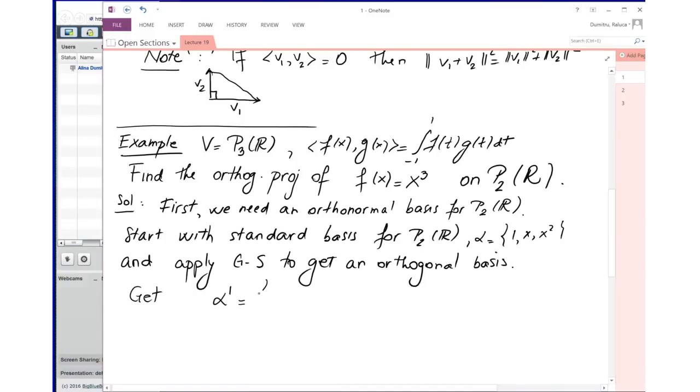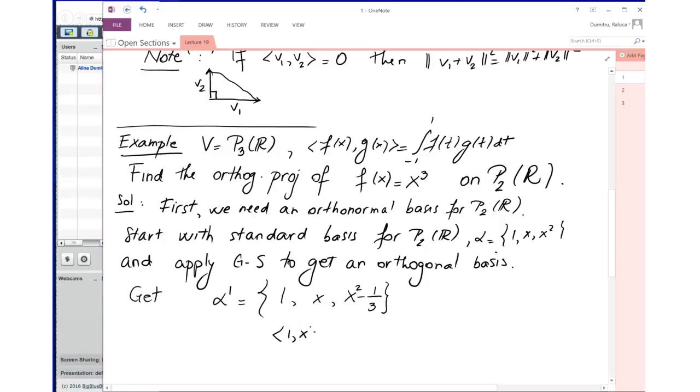Say alpha prime. Note that the first 2 vectors are unchanged. Why is that? In the Gram-Schmidt, the first vector is always transferred, right? So 1 should be there, but why is x the second vector? Well, as long as the first and the second vector are orthogonal to each other, Gram-Schmidt doesn't do anything, because it's an orthogonalization process. If they're already orthogonal, you're fine. So why are they orthogonal to each other?